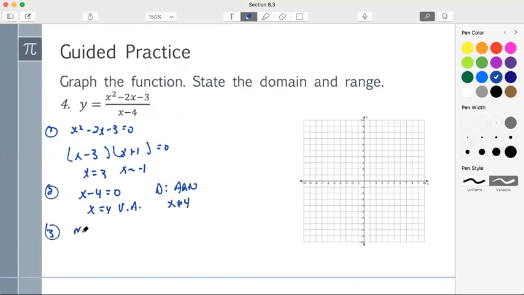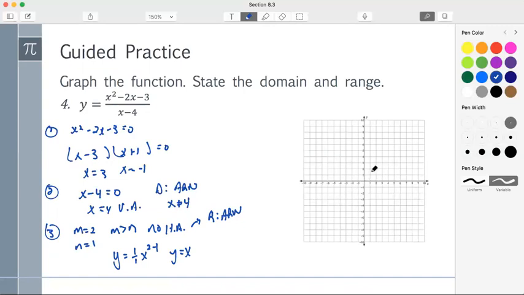Step 3, m equals 2, n equals 1. M is greater than n, no horizontal. Again, it's going to look like x squared over x, so it's going to look like y equals x as your slant asymptote. I'm not going to be that specific. Since there are no horizontal, you can say the range is all real numbers. Okay.